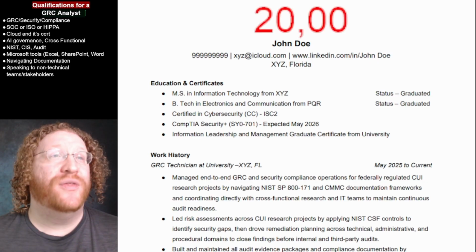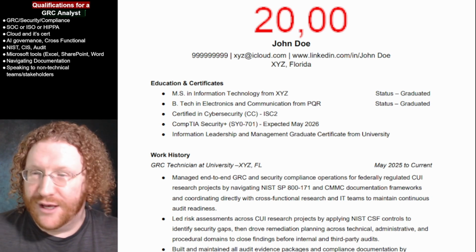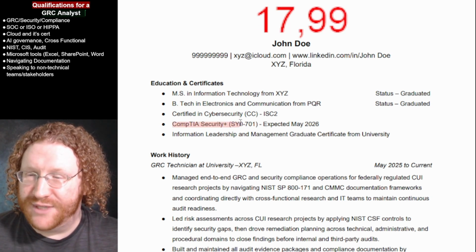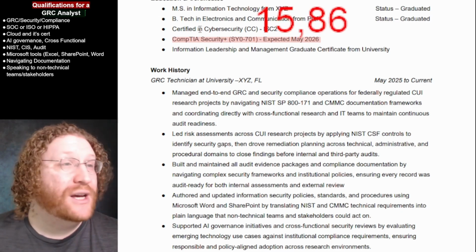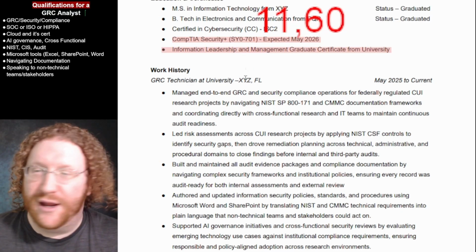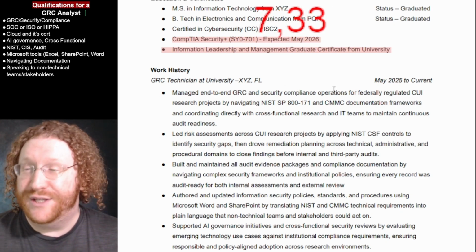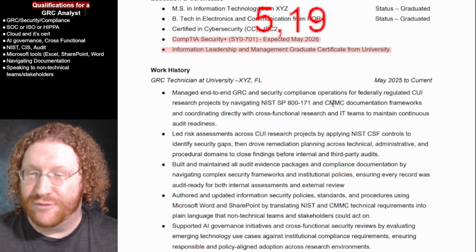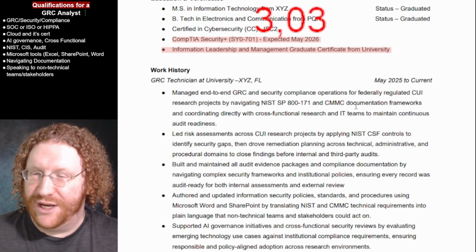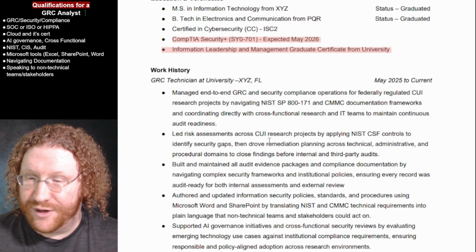20 seconds on the clock. And go. Okay, CompTIA, don't care about. Cybersecurity, might care about. Don't care about that. Manage the end-to-end GRC, good. Compliance operation regulated. CUI research project, my name is good. I don't know about this, but that might be needed. Perfect. Led risk assessments across CUI by NIST controls to identify security gaps. Okay.